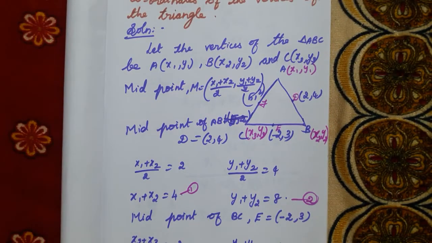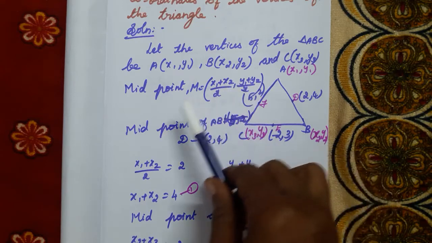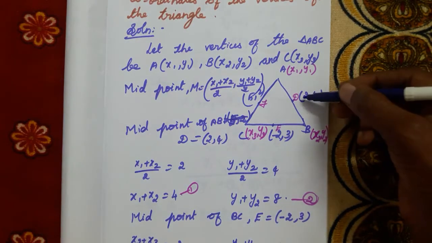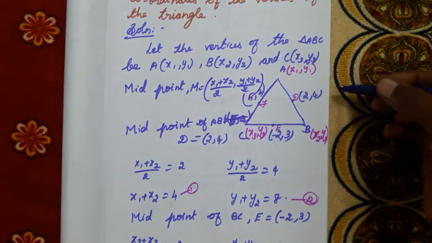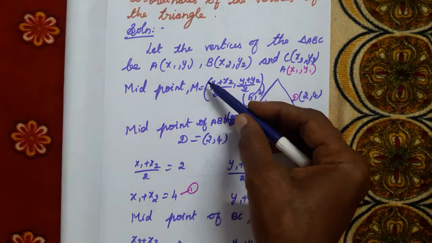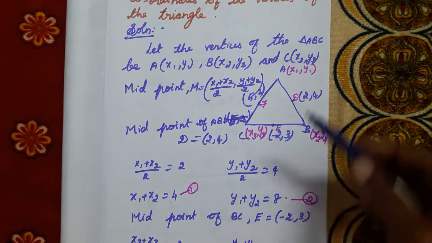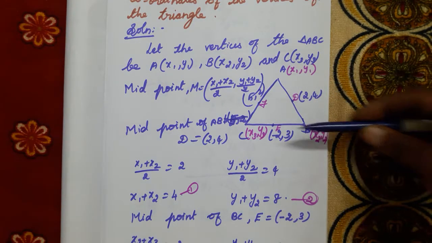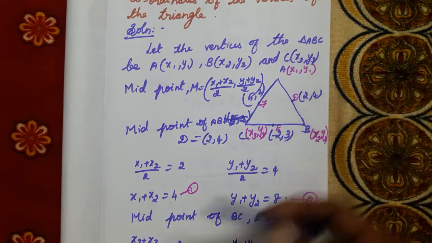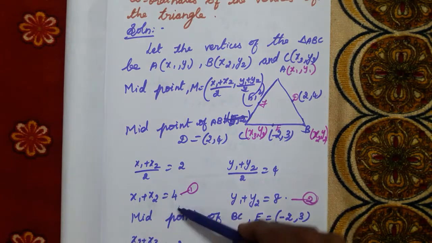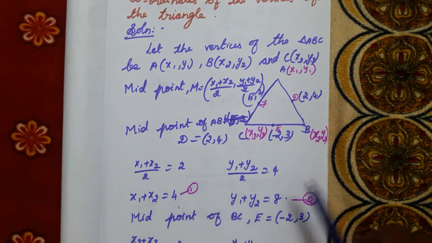Then midpoint M is equal to ((x1 plus x2) by 2, (y1 plus y2) by 2). First, the midpoint of AB, the point is D, and D is equal to (2, 4). What's the formula for a midpoint? (x1 plus x2) by 2, (y1 plus y2) by 2. So (x1 plus x2) by 2 is equal to 2. Next, (y1 plus y2) by 2 is equal to 4. From this we get x1 plus x2 is equal to 4, y1 plus y2 is equal to 8. This is equation 1, equation 2.